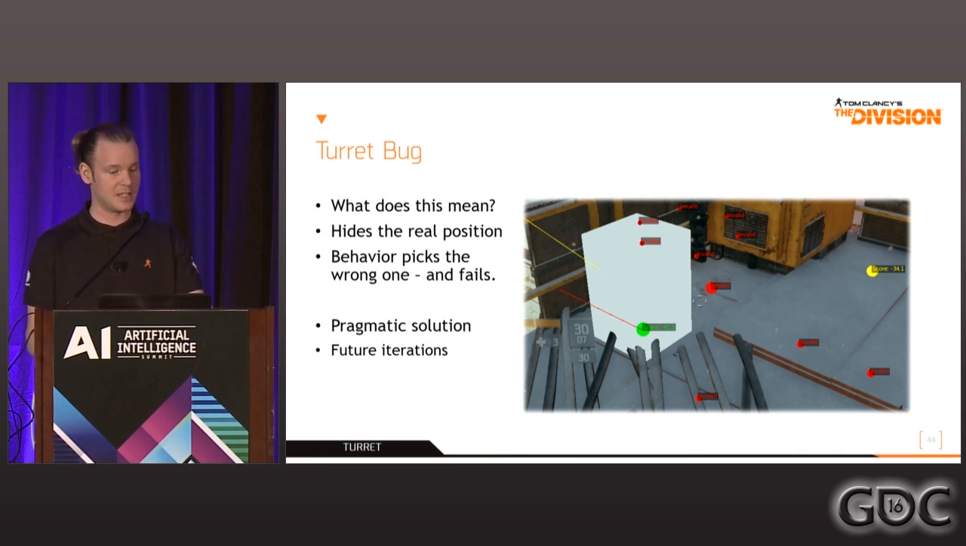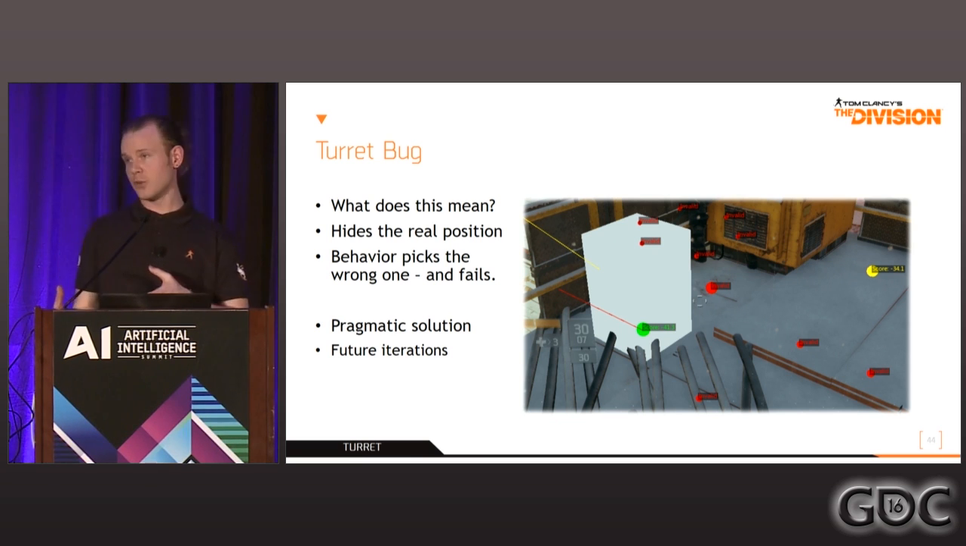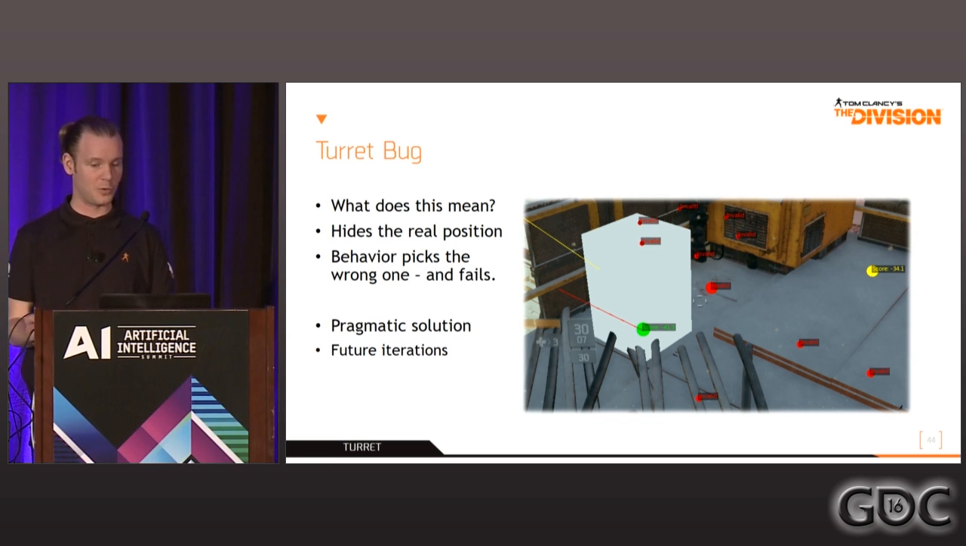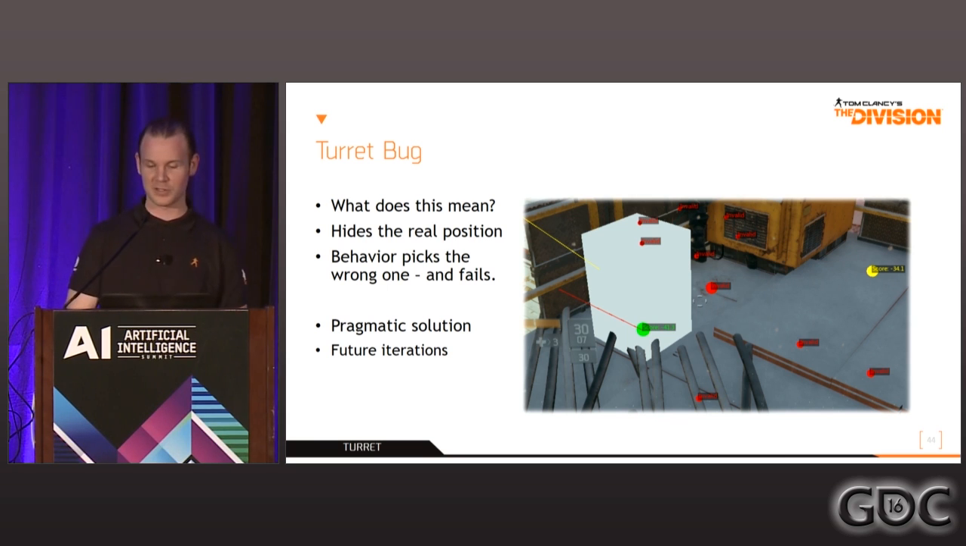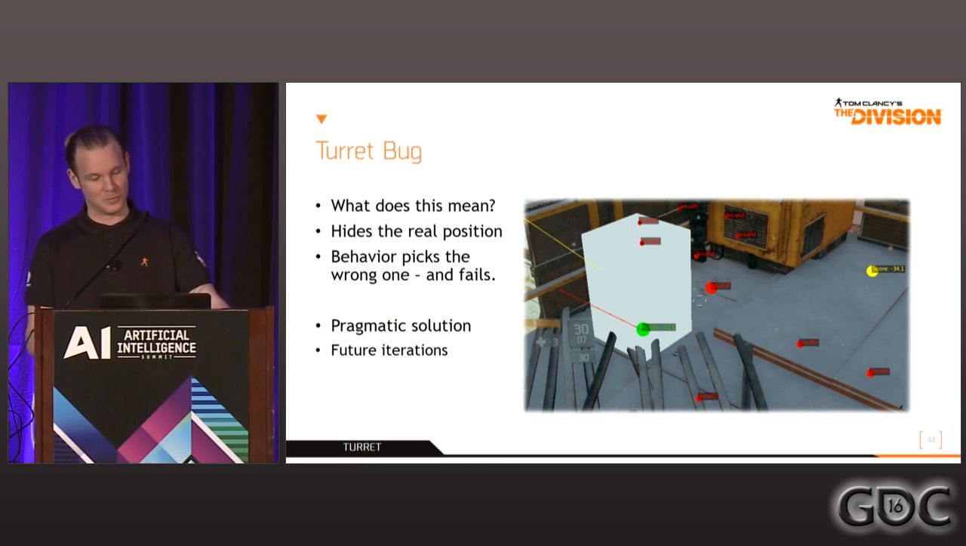The reason for this is that this bug actually hides the real position that we want, which is the one in yellow on the right there. And so the behavior picks the wrong one and then fails. This was discovered relatively late, and we've also noticed that if we fix the cover depth generation issue, those two conditions match up, that's great, bug's gone. We might get back to the inconsistent behavior, but for this, we just fixed the generation issue, and the bug was done. So that was the best solution for us at the time.